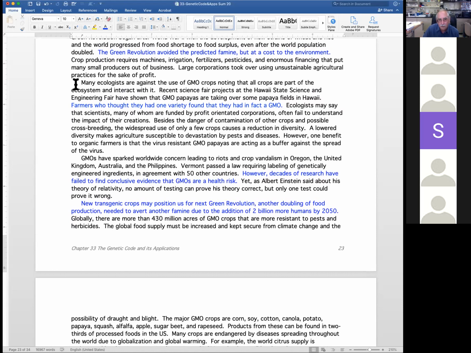So this paragraph right here shows you what ecologists are concerned about. I remember judging the science fair probably 8 years ago, and these two girls had gone around measuring the DNA in papayas. They had farmers who thought they were growing natural, non-GMO papayas, but in fact most of their papayas were GMO because of cross-pollination. So yeah, there have to be precautions taken.